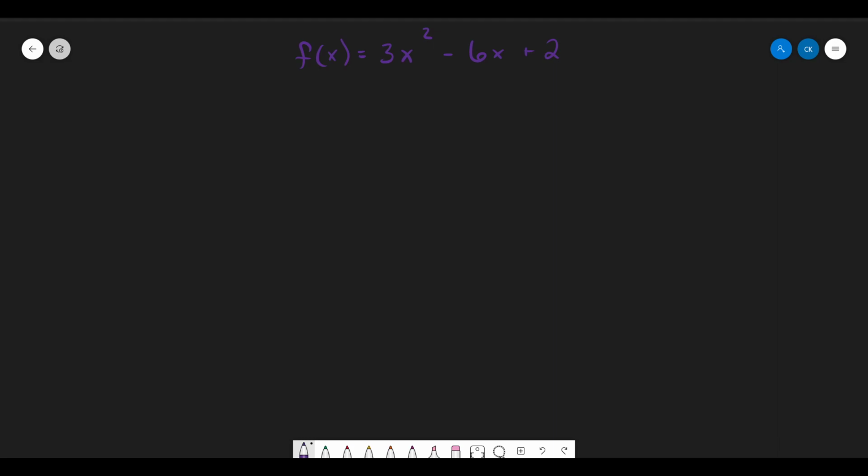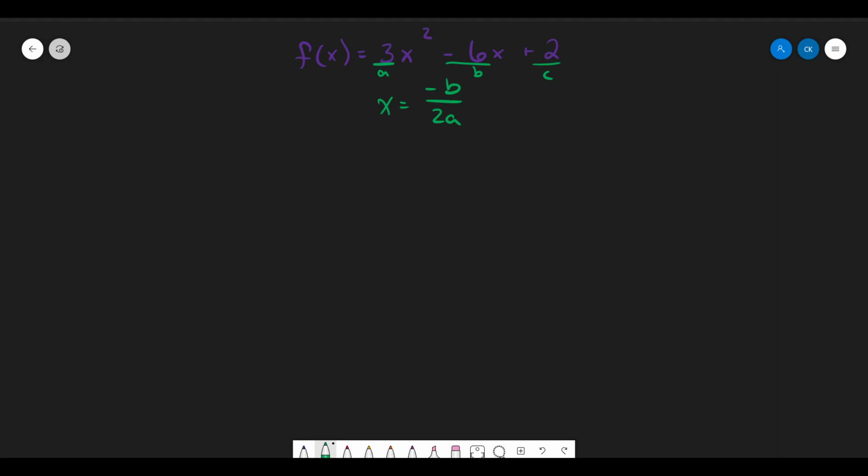So again, no matter what, got to find the vertex first. Got to know if it opens up or down. So we find the vertex first. We do our axis of symmetry, negative b over 2a. This is my A, this is my B, this is my C.